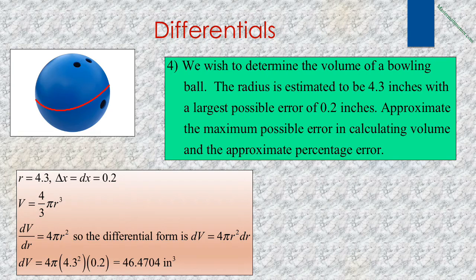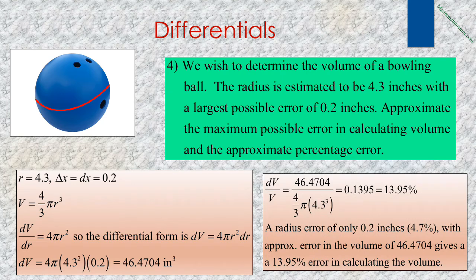So just a small error in estimating the radius will give us a very large error in estimating the volume. And that is because the radius is very important to our formula. Our approximate percentage error is dV over V. We know dV to be 46.4704, and our volume V is our volume when we use our believed value of r, and that would give 4/3 pi times 4.3 cubed.